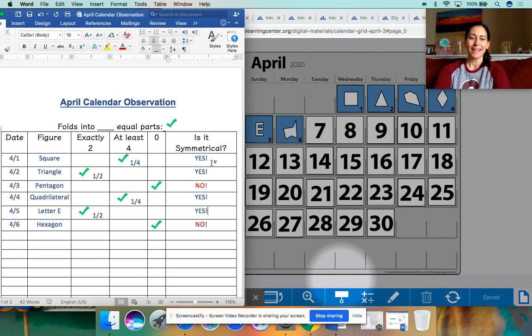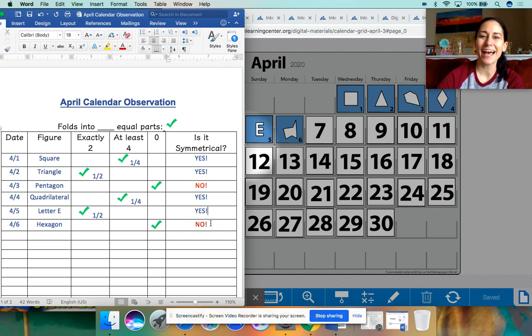All right, so let's look here. You might notice a pattern with if it's symmetrical or not with our whole month of April so far. Is it symmetrical? Yes, yes, no. Yes, yes, no. Are you seeing a pattern? We have an AAB pattern, AAB. Now let's look at our pattern here for how many ways we can fold it and how it folds into equal parts. At least 4, 2, 0. Four equal parts, two equal parts, zero. So are you noticing that pattern?